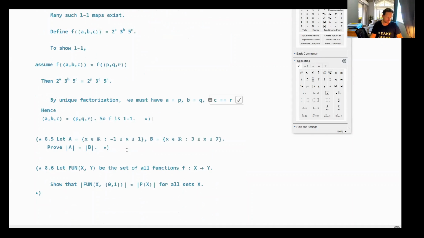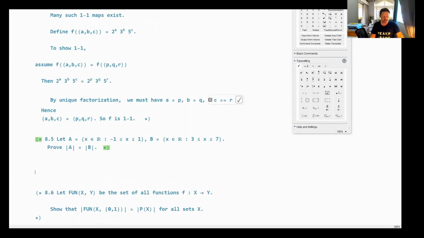Great. All right, so I'll just do one more here because we're basically out of time. So we've got 2 sets, right? A is the set between -1 and 1, and B is the set from 3 to 7. Prove that they have the same cardinality.